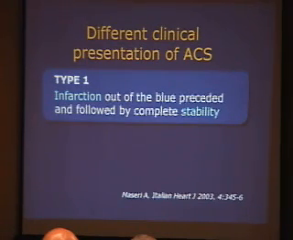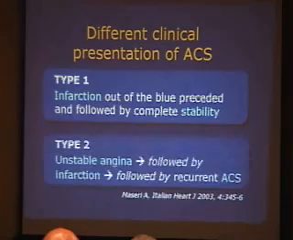At the other extreme end of the spectrum of presentations, you have this other patient, type 2. The patient has unstable angina, followed by infarction, and followed by recurrent acute coronary syndrome, post-infarction angina, new infarction. And you must have seen these patients. And you know unstable angina is defined unstable if it happens up to 2 months before admission, and then can remain unstable for a few months later.